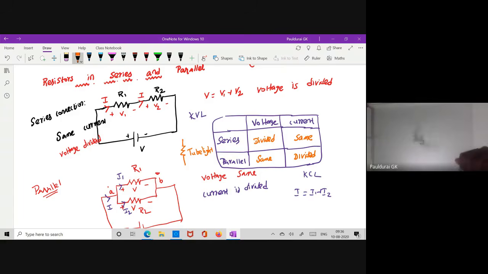We are connecting the load. It may be a tube light, or it may be a fan, it may be a computer, or whatever it is, right? Whatever you are connecting in your home.